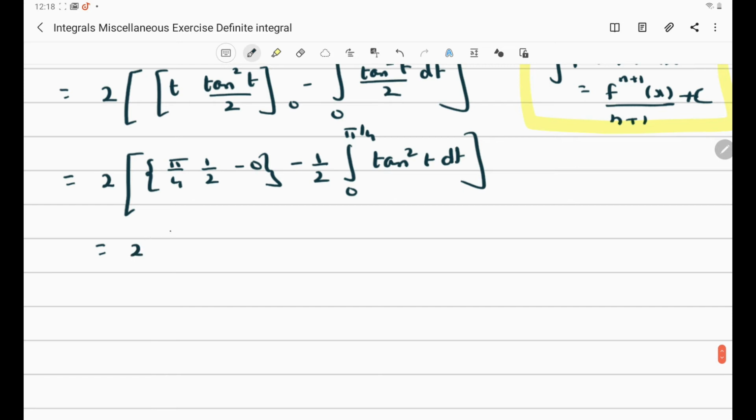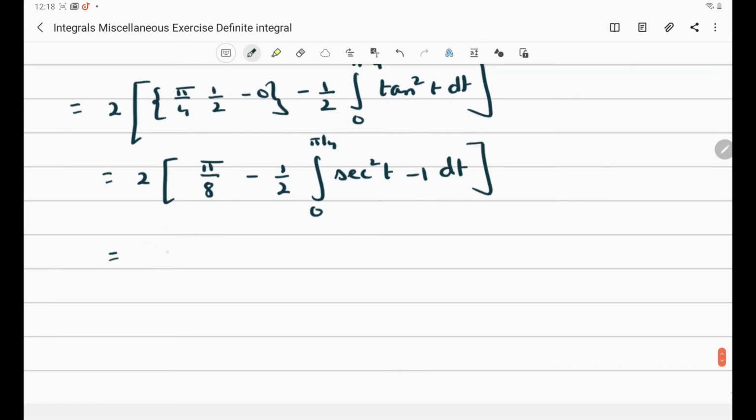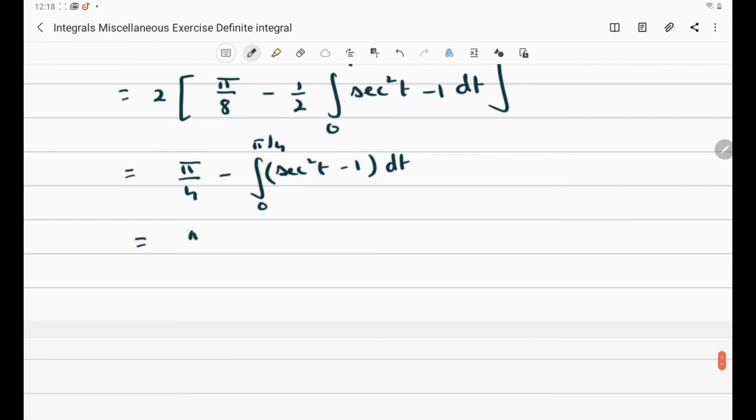So this will be 2 times pi by 8 minus half into, there is no direct formula for integral of tan square t, so we write tan square t as secant square t minus 1. So 0 to pi by 4 integral of tan square t is secant square t minus 1 dt. So multiplying by 2 we get pi by 4 minus of 0 to pi by 4 secant square t minus 1 dt, which is equal to pi by 4 minus, we can write this as tan t minus t with the limits as pi by 4 and 0.